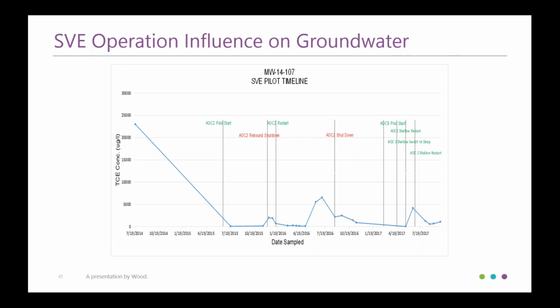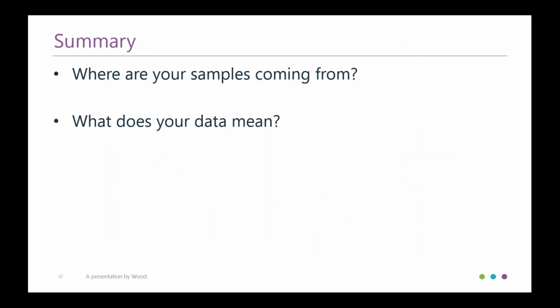And you can see over time, different places where the system is turned on and off, and you have peaks corresponding to that on the rebound. So in summary, really need to think about where your samples are coming from, that they're in the right locations, that you're meeting the objectives, and evaluate the data. If it doesn't make sense to your conceptual site model, you really need to figure out why. That's it.